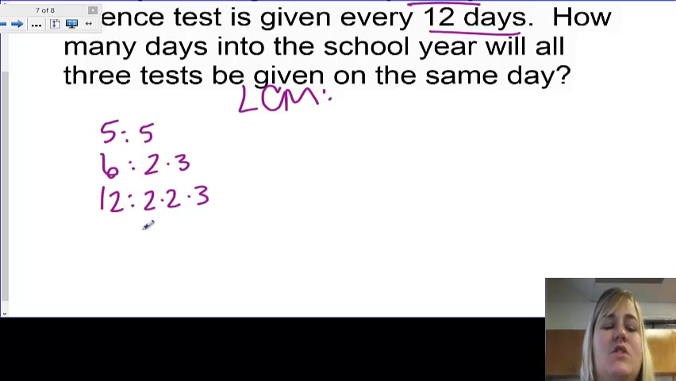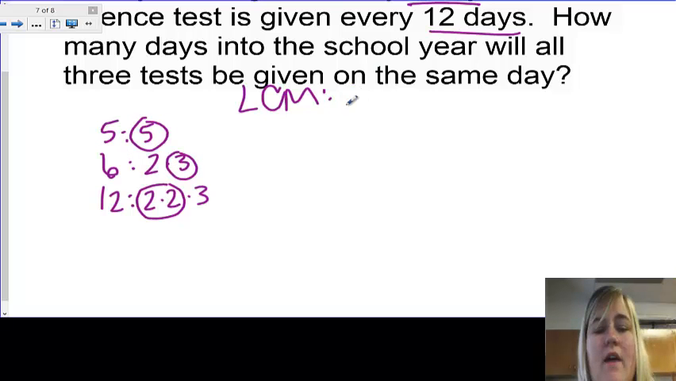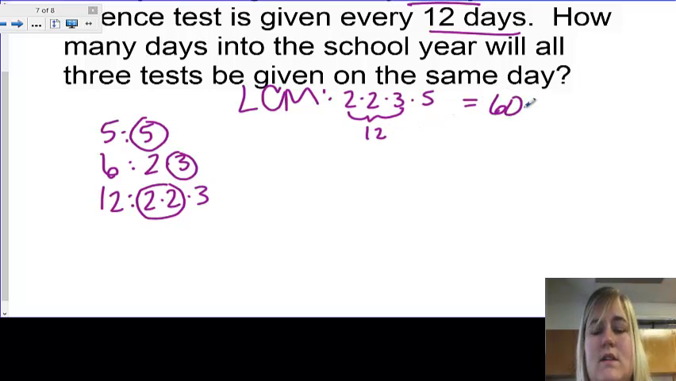So I'm going to take the most 2's. The most 2's are these two. The most 3's, I have 1 3 and 1 3. It doesn't matter which one I take, I just take one of them. And I have 1 5, so I take it. So I have 2 times 2 times 3 times 5. We knew that this was 12, and 12 times 5 gets me 60. Okay, so it'll be on the 60th day, all 3 tests will be the same day.